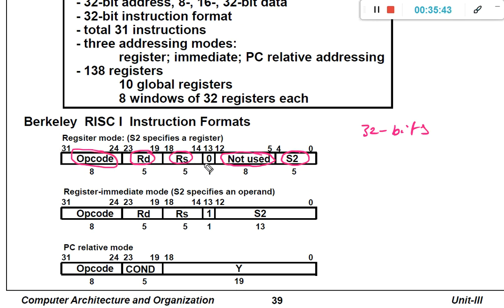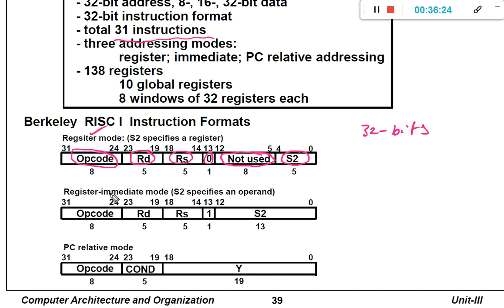Opcode represents the operation code. 0 represents that we are using register mode. From 0 to 4, the S2 register will be there. From 5 to 12, the bits are not used. The 13th bit specifies which addressing mode we are using, so 0 represents the register mode. RS represents the source register, RD the destination register, and opcode the operation code. There are a total of 31 instructions, among which it will pick a particular instruction.